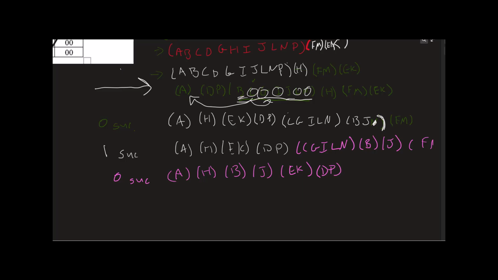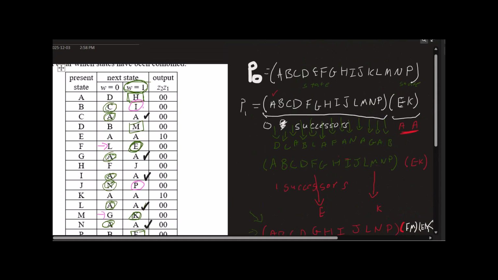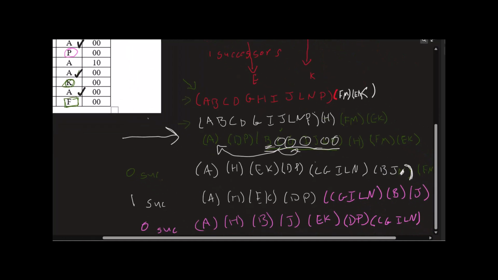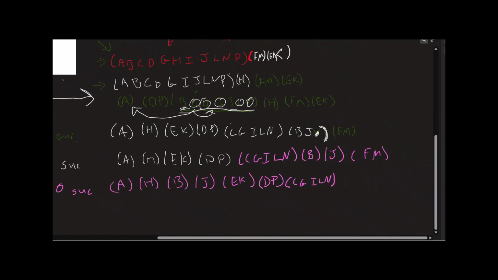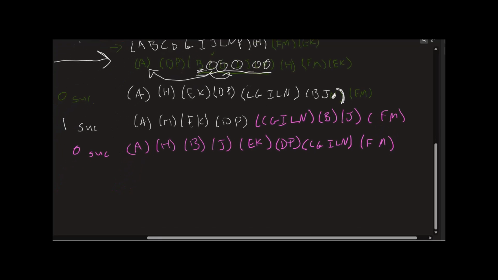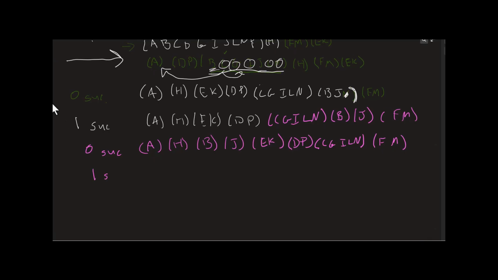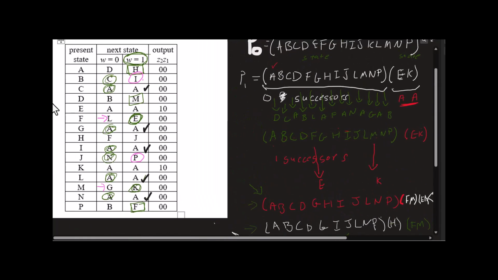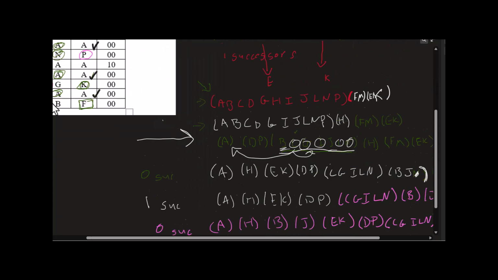These guys, I remember they all went to A. F and M. F went to L and M went to G. Are L and G in the same set? They are. Okay. I don't think I made any changes there. And now the one successors, I don't have to check A, H, B, J, E, K. D and P. D goes to M, P goes to F, that's fine.